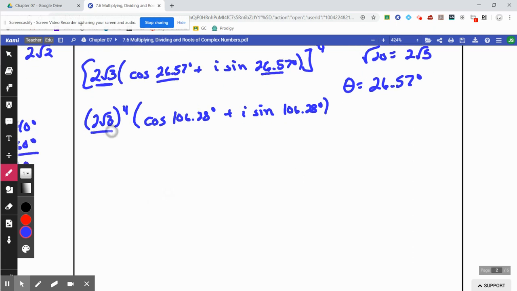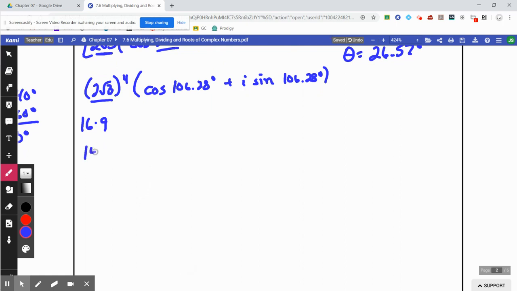Now let's simply do 2 root 3 to the 4th power. That'll be 2 to the 4th power, which is 16, and root 3 to the 4th power, which is 9. And 16 times 9 would be 144. Cosine of 106.28 is about negative 0.28 plus the sine is about 0.96.